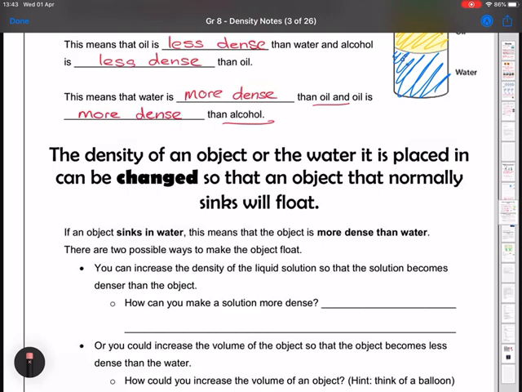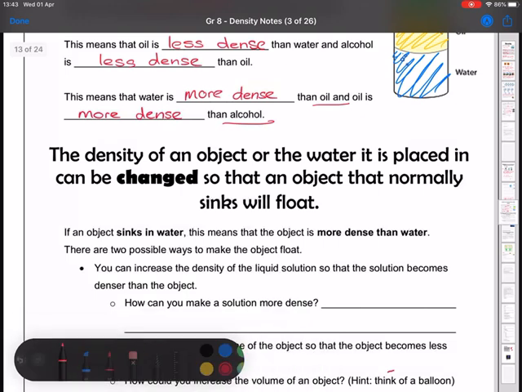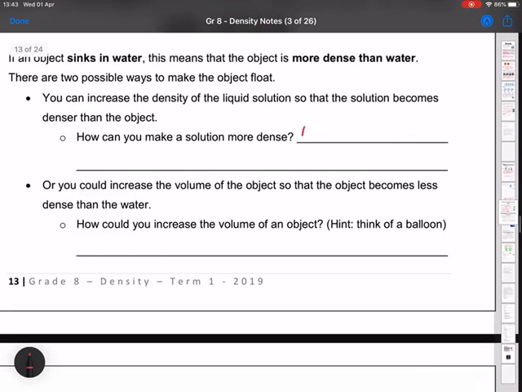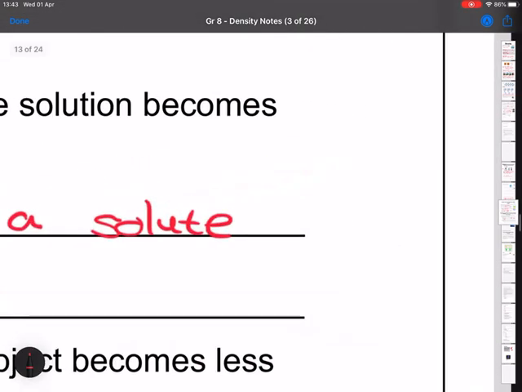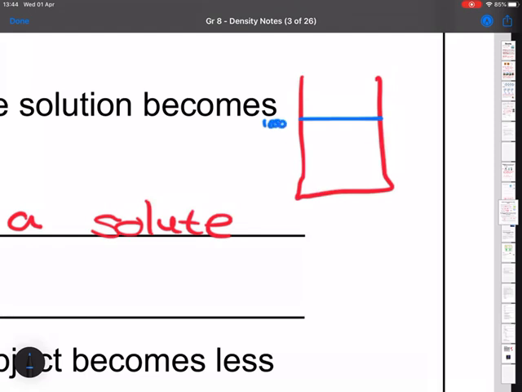Okay, so how can you make a solution more dense? Well, I've just told you, you add a solute. And a solute, for example, could be salt. And that increases the mass of the solution, but it only changes the volume slightly. What I mean by that is if you had a glass of water, okay, and it had, let's say, 100 milliliters. That was 100 milliliters of water.